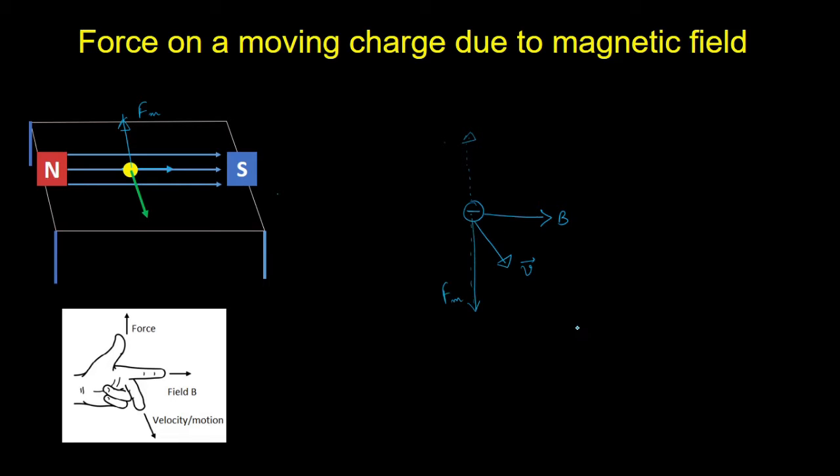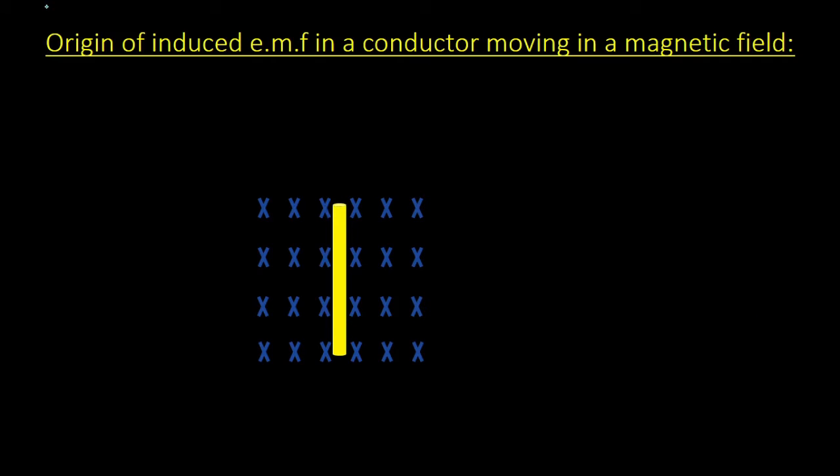So this is how we can find out the direction of magnetic force which is acting on a moving charge which is moving in a uniform magnetic field. Okay, now let us move on to today's topic, which is origin of induced EMF in a conductor moving in a magnetic field. So we have a conductor here and we are saying it is moving in a magnetic field.